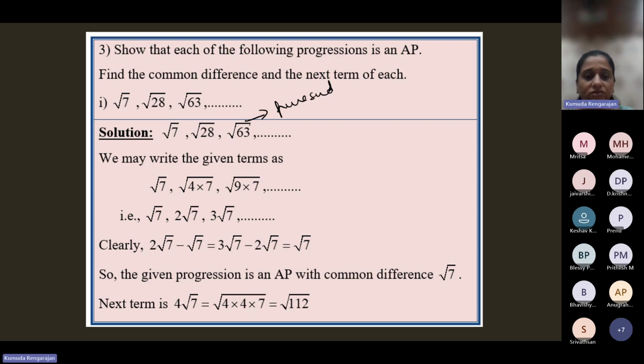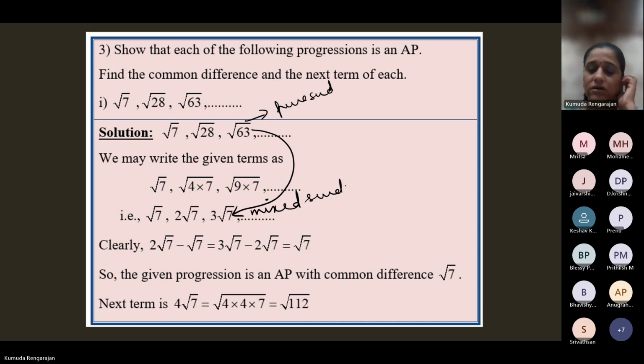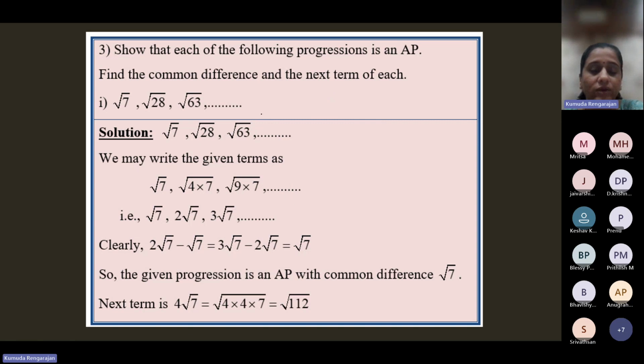Okay, when you write it like this, this one is a mixed surd. A pure surd is one in which the rational factor is 1. Root 63, no? So before that, the rational factor is 1. It's a pure surd. So when you write square root of 63 as 3 root 7, this one is a mixed surd.